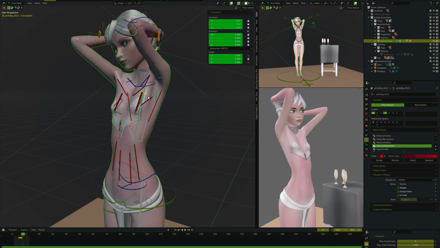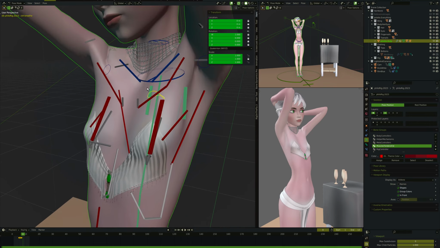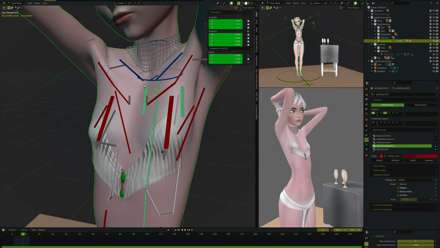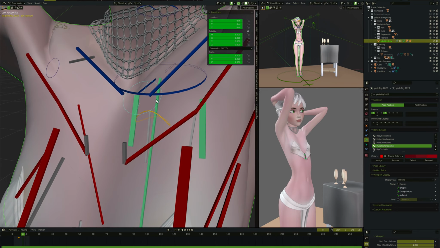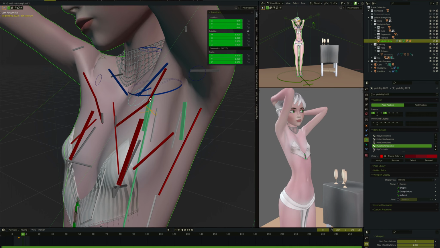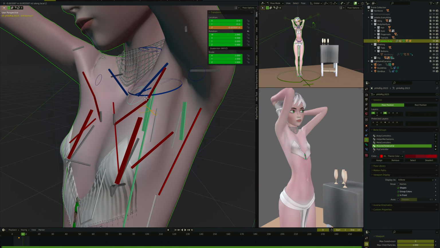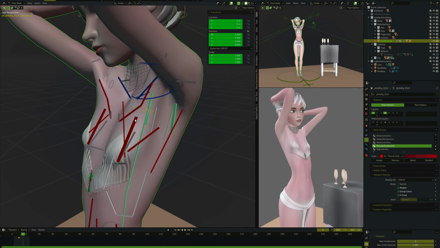Let's bring those bones back in so we can see what's going on. There's a sternum bone right in the middle here. It's very difficult to see with the colors. That's it right there. This sternum bone is basically the parent of everything, so if I move that, it moves her entire chest. But it's just the pectorals and breasts and other mass here. The ribs aren't a child of that.